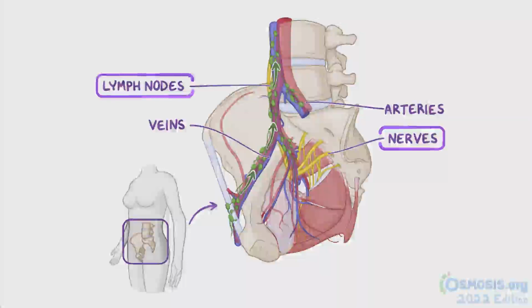Lymph nodes are usually clustered around the veins, and lymph vessels that come off of these nodes ascend parallel to the veins. Now, let's take a closer look at the lymphatics and nerves of the pelvis specifically.